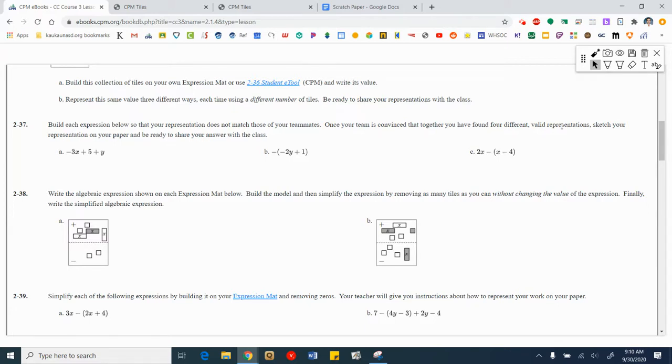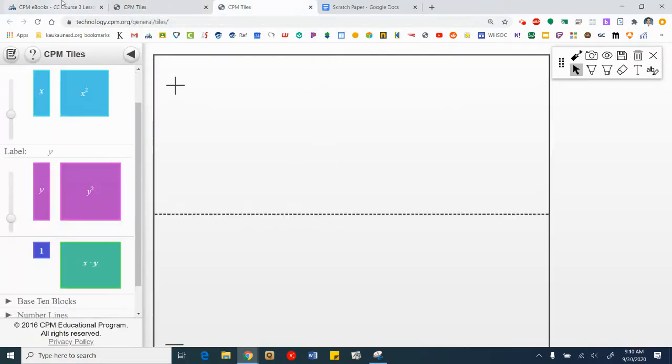All right, welcome back. So A, minus 3x, negative 3x, means the same thing though. Negative 3x plus 5 plus y. So let's go to an empty sheet. Minus 3x. So in the minus section, I'm going to put 3 x's.